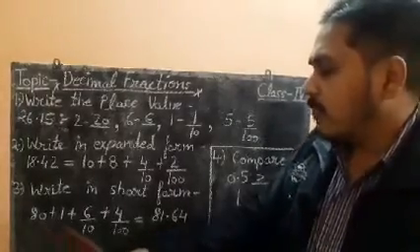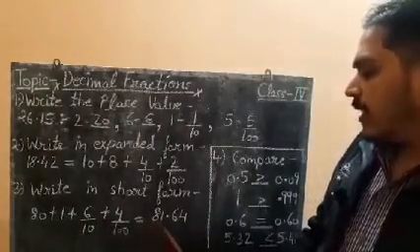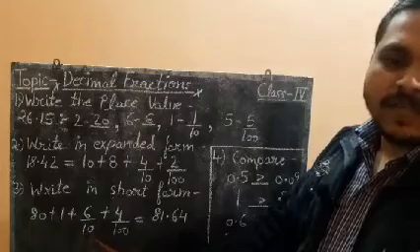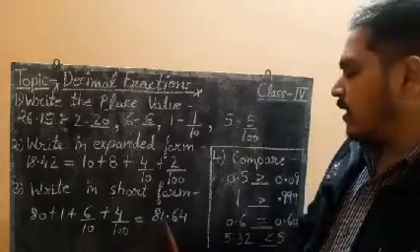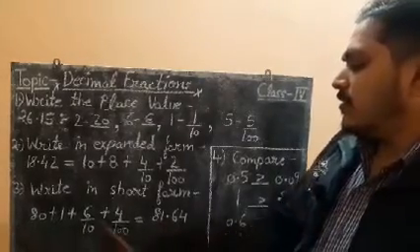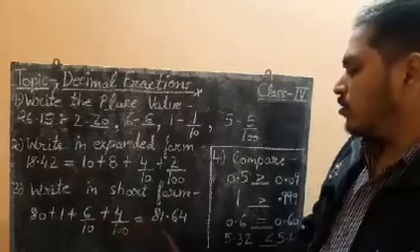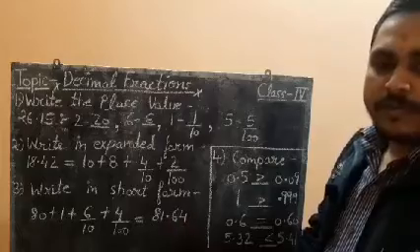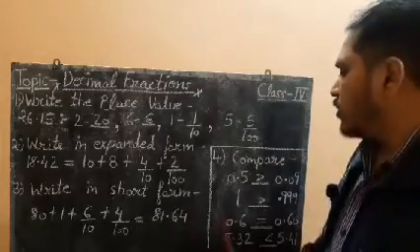So 80 plus 1 will be 81, and from where the 10th place value has started, you will put a decimal there and then write it 6 and 4. So the answer is 81.64.